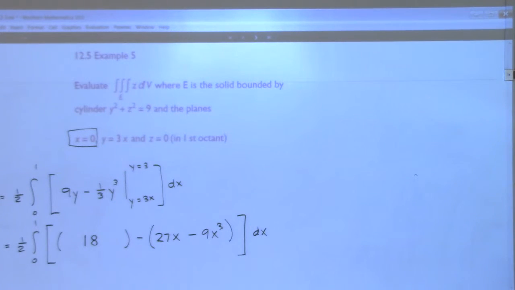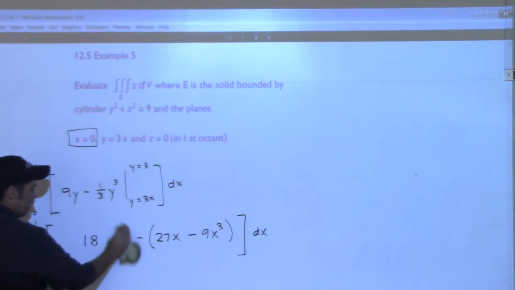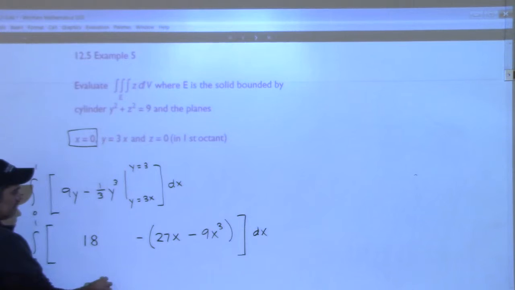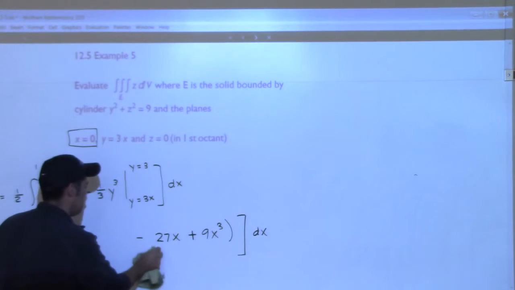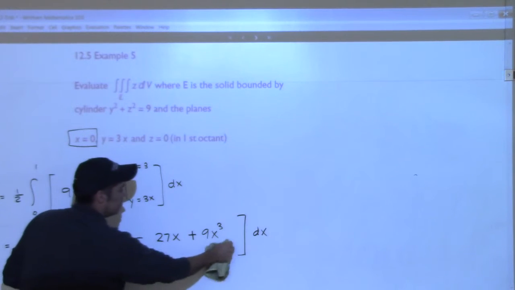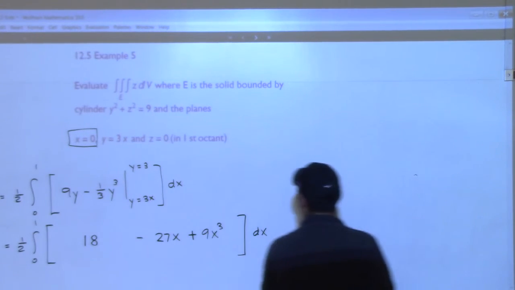Now, let's get rid of the parentheses. I'm going to do that right now by cheating. I'm just going to get rid of this, get rid of that. That's fine. Pass that minus through and pass the minus through. So plus here, and that becomes minus there. That all right? Just saving myself some time. And now I just need to integrate that with respect to x.